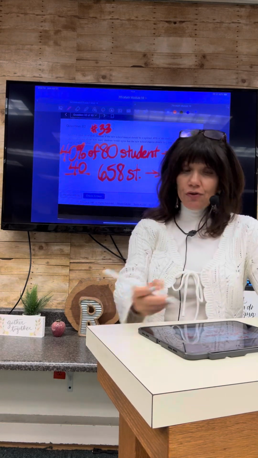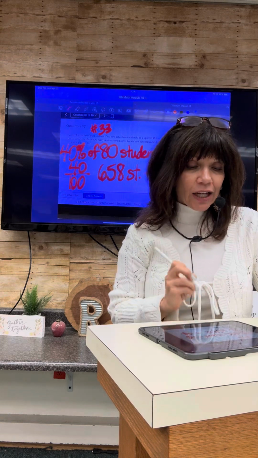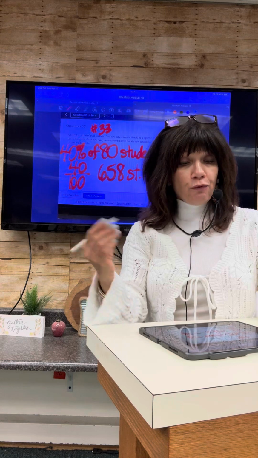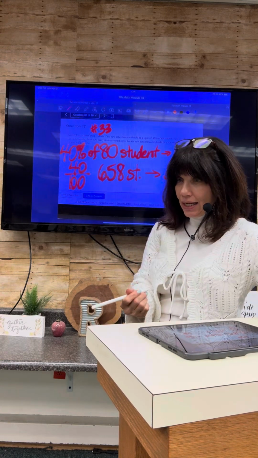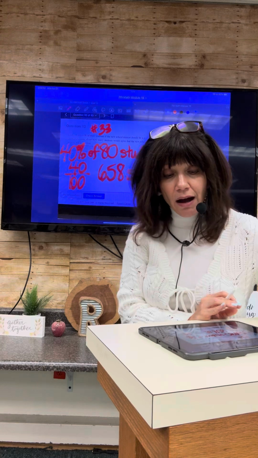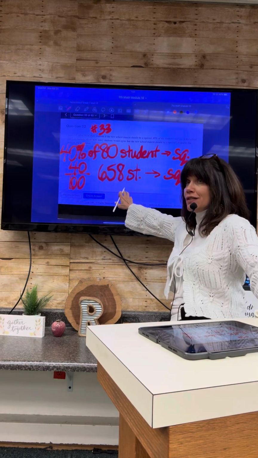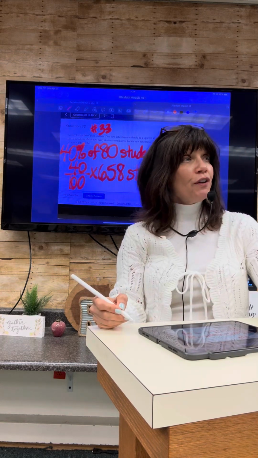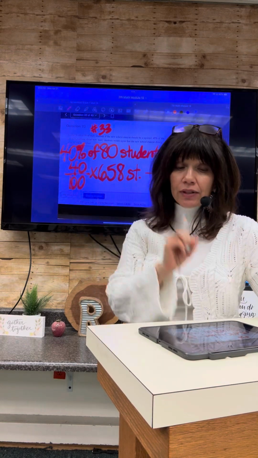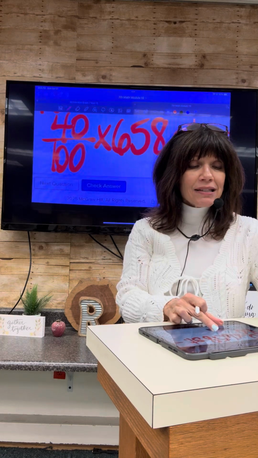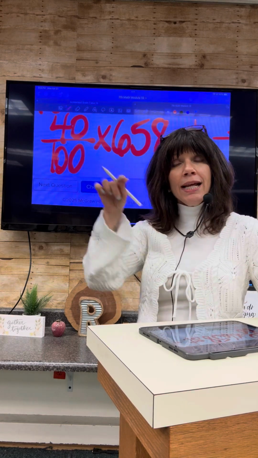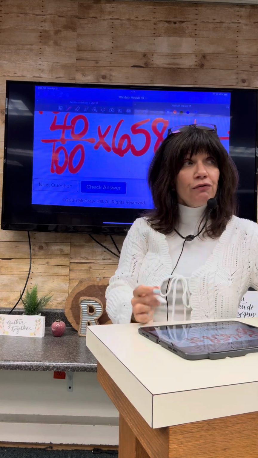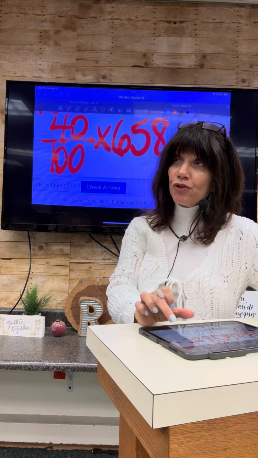Over 100. Excellent. Now, just like if I were trying to find 40% of 80 students, I would do 40 over 100 times 80. But if I am doing 40% of 658 students, I will do 40 over 100 times 658. I will let you use your handheld calculators right now. Class, please type into your calculator 40, ABC key, 100 times 658.